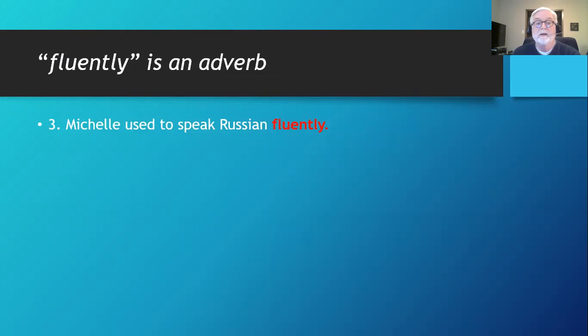Number 3, Michelle used to speak Russian fluently. All right, fluently is an adverb, and we can recognize many adverbs by the fact that they end in ly. But be careful, not all words that end in ly are always going to be an adverb. A word like friendly and lovely are typically going to be adjectives. But this word here is a classic adverb ending in ly, fluently.